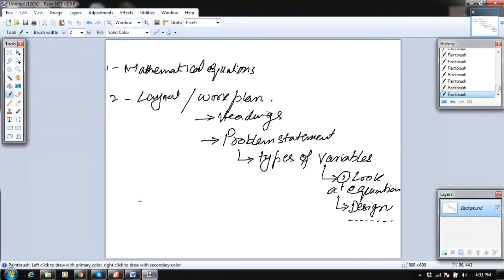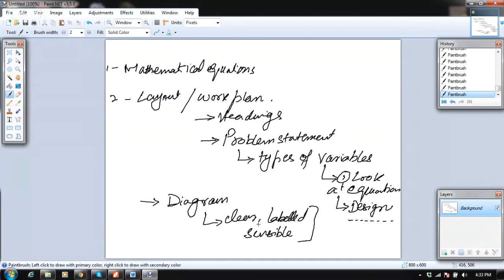Once you are done with this part, the third one is the diagram. And the diagram should be clear, it should be labeled, and it should be neat and sensible. So please don't take this part for granted. This part actually helps you out a lot.